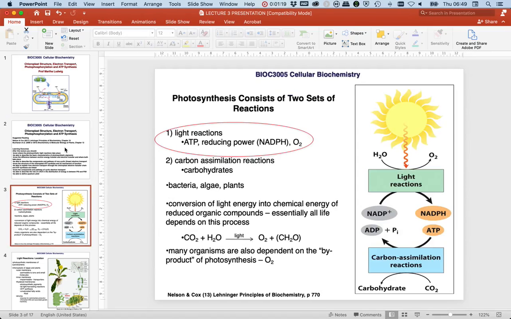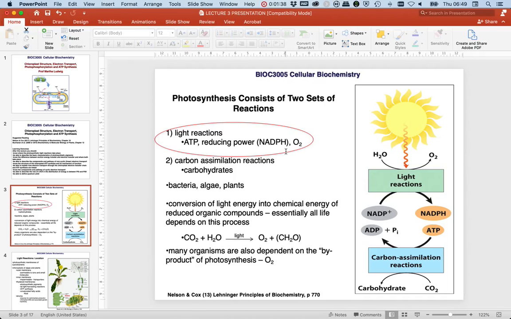So when we think about photosynthesis, we actually have to think about two sets of reactions, and those are the light reactions and the carbon assimilation reactions. They're illustrated in the cartoon on the right-hand side of the slide. Today's lecture is focusing on the light reactions of photosynthesis.